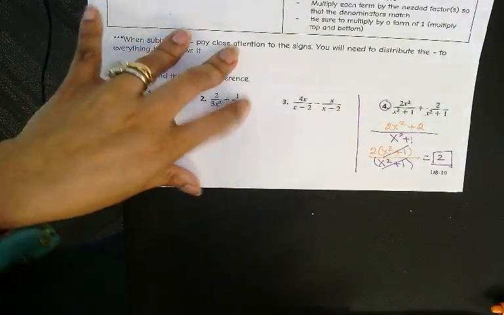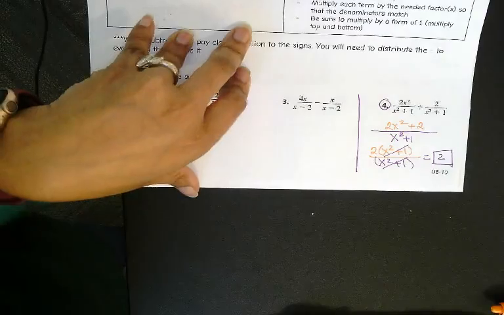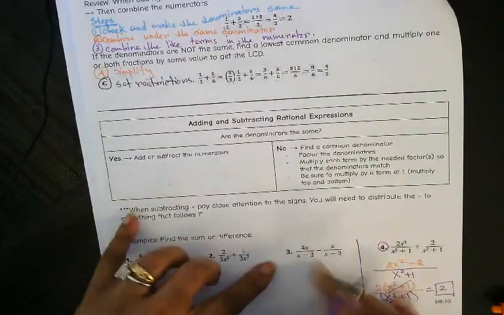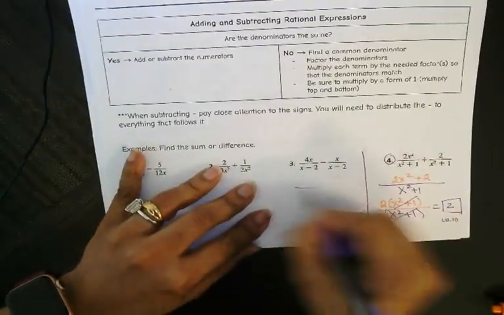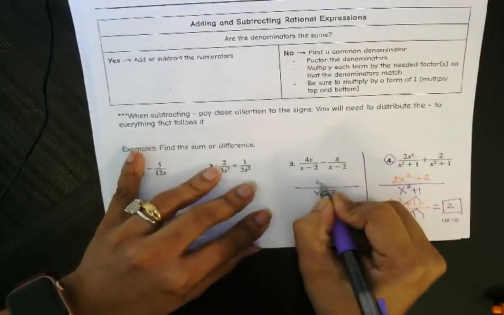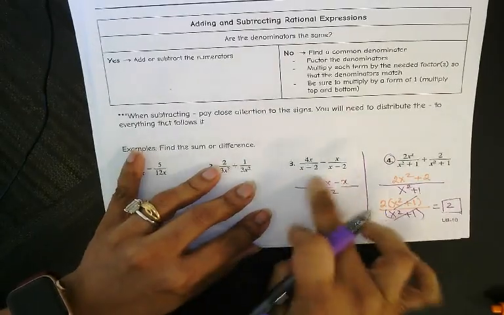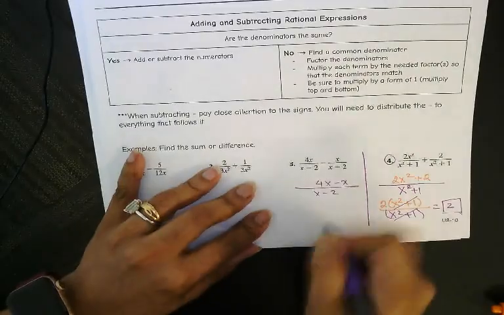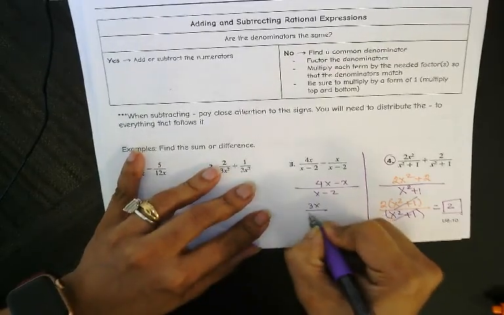I'm going to check it. I'm giving you 1 minute. Okay, so over here we're going to combine them. It's the same denominator, so x minus 2, 4x minus x. If you combine, they're like terms. 4x and x, they're like terms. So it's going to be 3x over x minus 2.